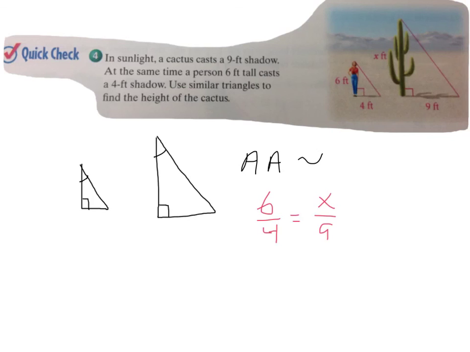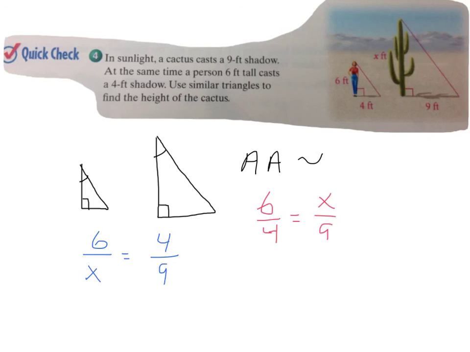Again, the way I've set up my proportion is 6 over 4 equals x over 9. The height of the person over the person's shadow has got to equal the height of the cactus over the cactus's shadow. Now, of course, there's more than one way to set this up. We could have said the height of the person over the height of the cactus has got to equal the shadow of the person over the shadow of the cactus.